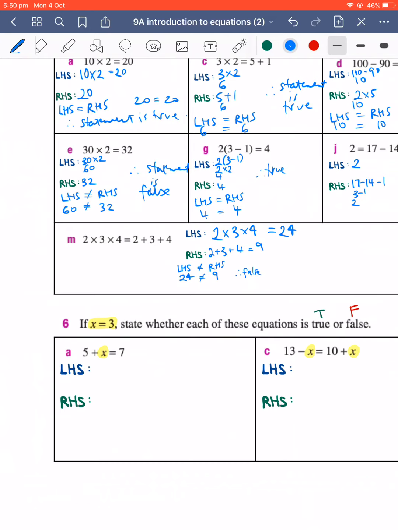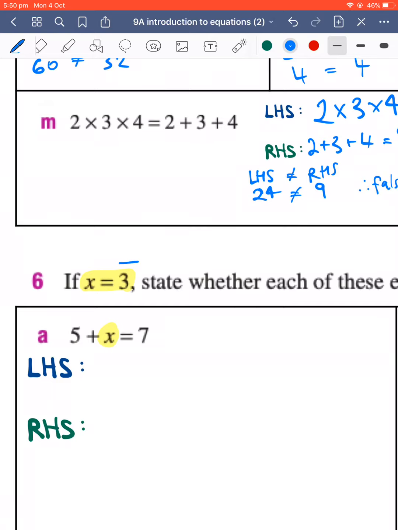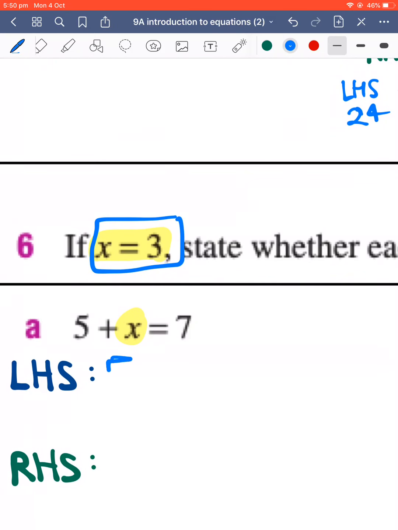On to question number 6. Again, a similar thing. The only difference this time is we have a particular value to substitute in where we have the pronumeral or the letter X. Same process, so let's substitute it in. So I've got 5.